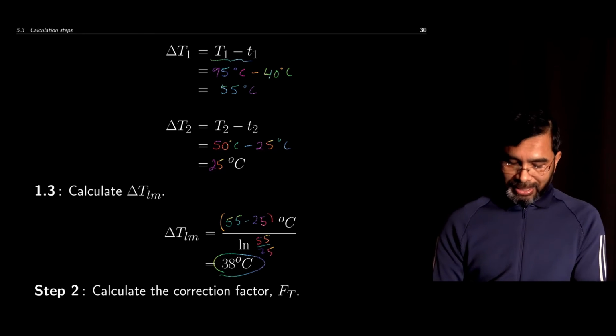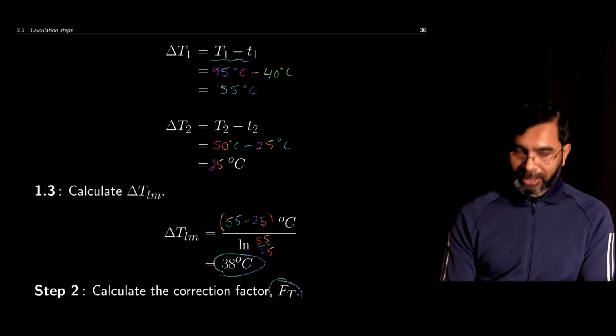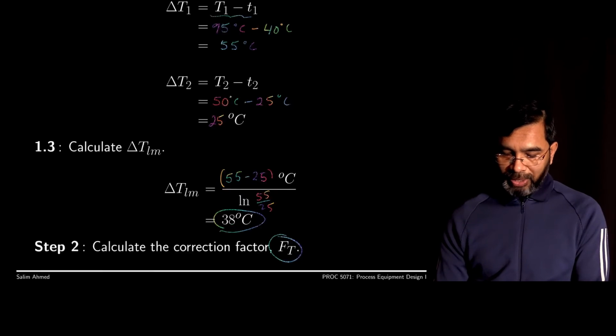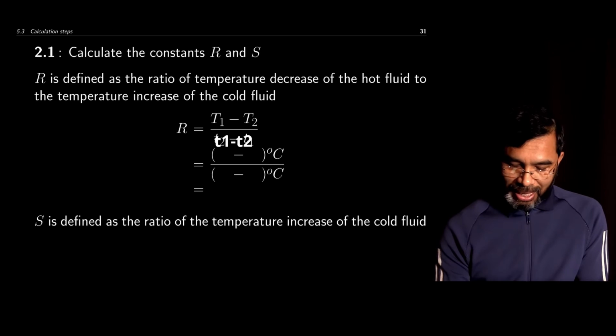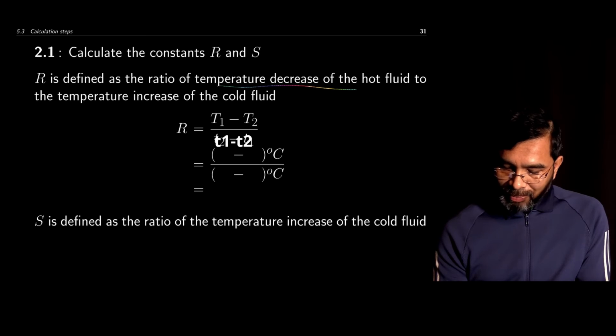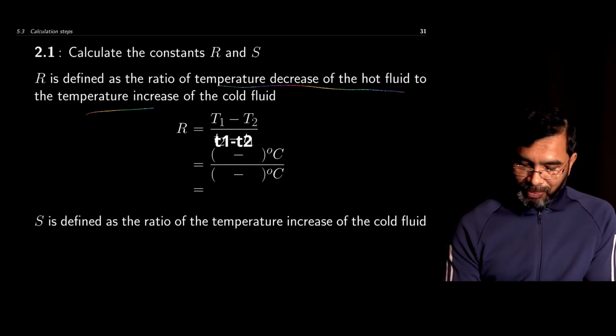So that's step 1. The second step is how to calculate this correction factor FT. Now to do it, we need to define two terms, R and S. This is the definition of R: the ratio of the temperature decrease of the hot fluid to the temperature increase of the cold fluid.